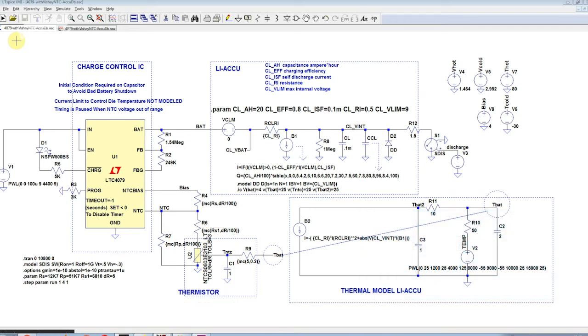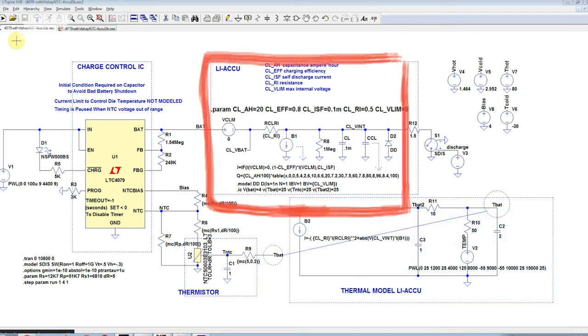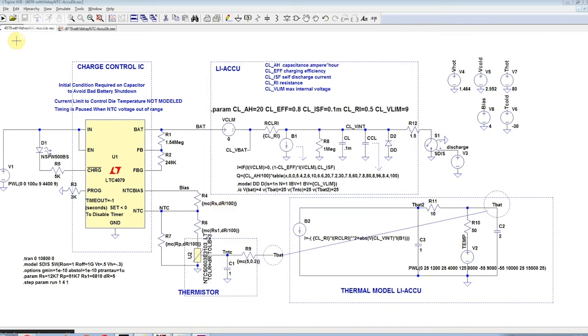In this circuit, a battery has been schematically represented first by a nonlinear capacitor with a self-discharge current, secondly by a current source for the charging efficiency, and third, the internal resistance.